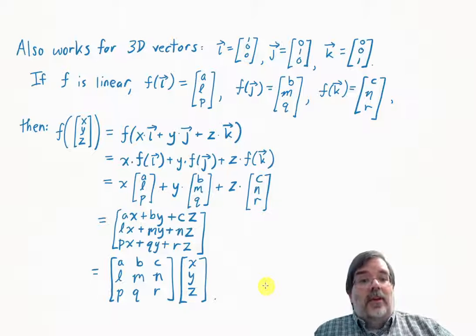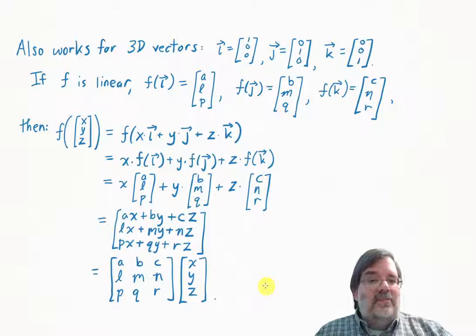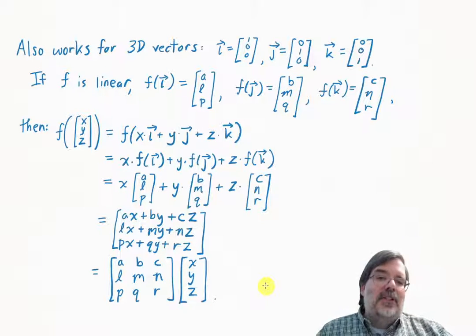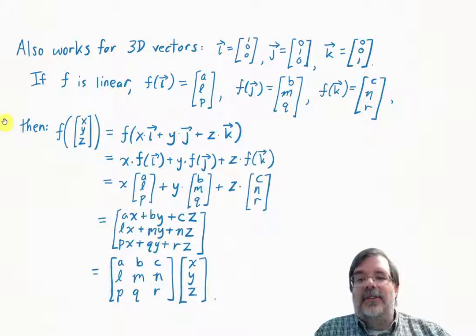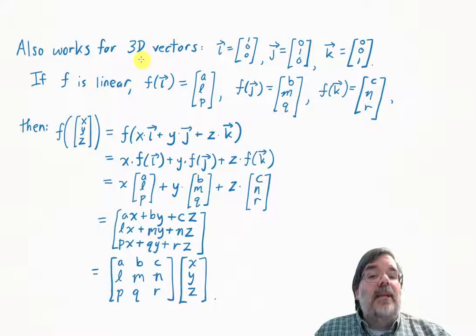Now, one of the great things about vectors and matrices, they easily generalize to higher dimensions. So if you have a 3D, a three-dimensional vector, right, in this case, the standard basis vectors are called i, j, and k. There's three of them. They each have three components. And so i is 1, 0, 0, j is 0, 1, 0, and k is 0, 0, 1.